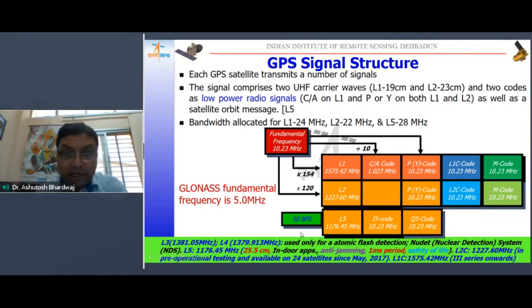Besides L1 and L2, there are L3 and L4 frequencies also, which are available to US agencies only to identify if there is any nuclear detonation anywhere on the globe. So this is accessible to them only. The L1C and L2C are still in pre-operational testing mode, and soon we will be able to use them also fully.